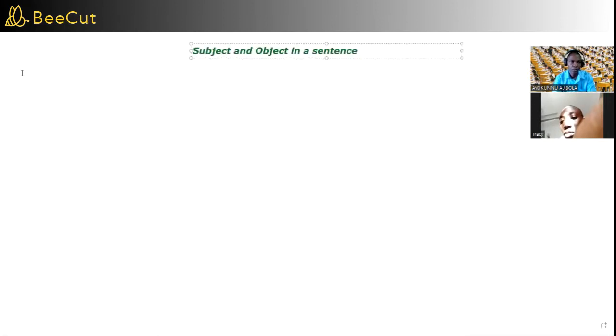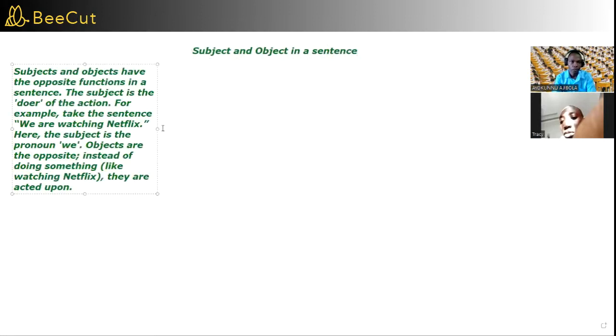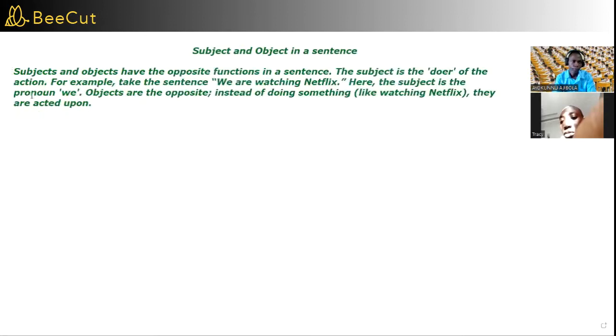Subject and object in a sentence. So that means we are saying that in a sentence we can find subject and we can find object. So let's look at this.